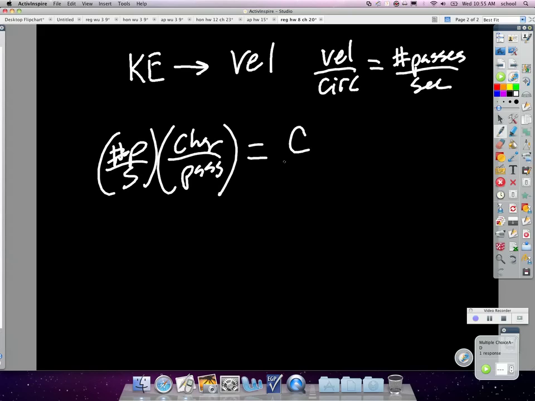And of course, this charge per pass was 1.6 times 10 to the minus 19 coulombs per pass, because one electron goes by every pass. And then the electron volts to joules conversion is 1.6 times 10 to the minus 19 joules per electron volt. So we use that as a conversion, and this is the logic of the problem.